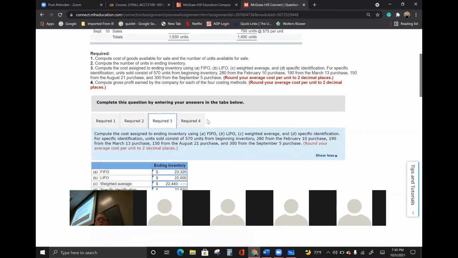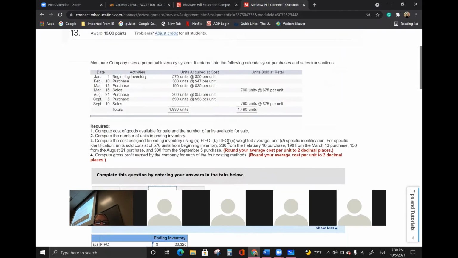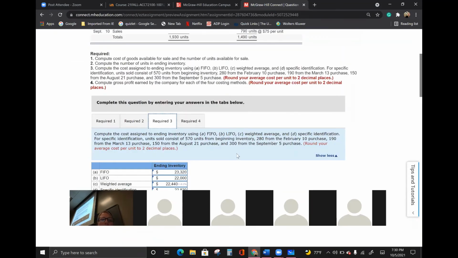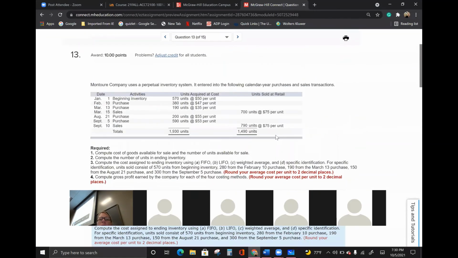Now we're going to compute the cost using the different methods. Keep in mind, we're using perpetual, which means we have to calculate it as we go. They're just looking for an answer here, so you're going to have to do the calculations. All right, let's see if we can do them.